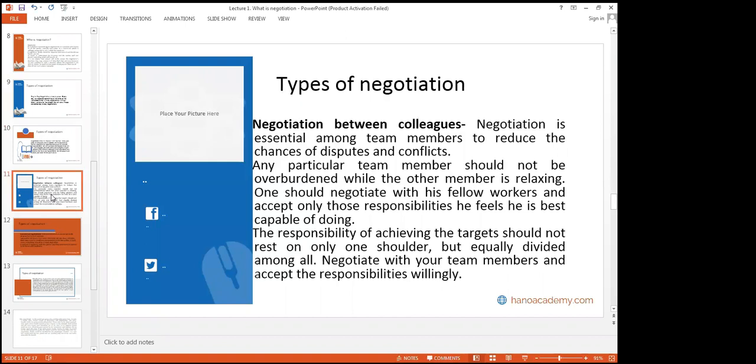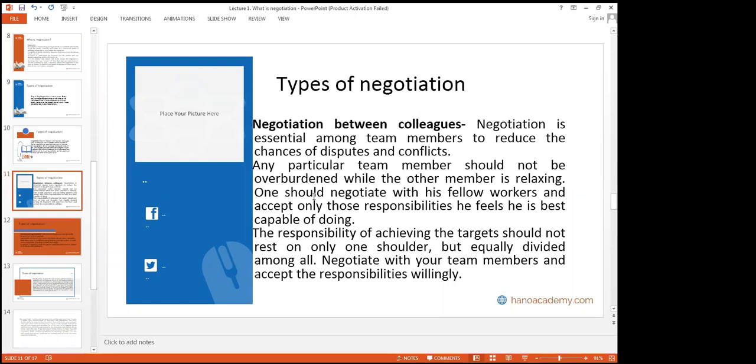Next is negotiation between colleagues. Negotiation between colleagues or people you are working with, people of the same category. So negotiation is essential among team members just to reduce the chances of disputes and conflicts. Then any particular team member should not be overburdened while the other member is relaxing.